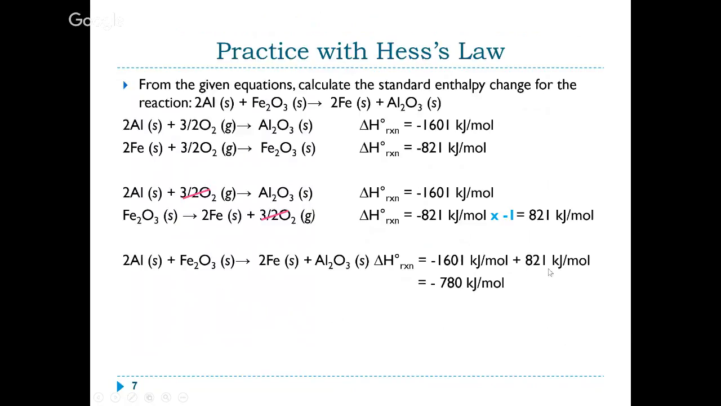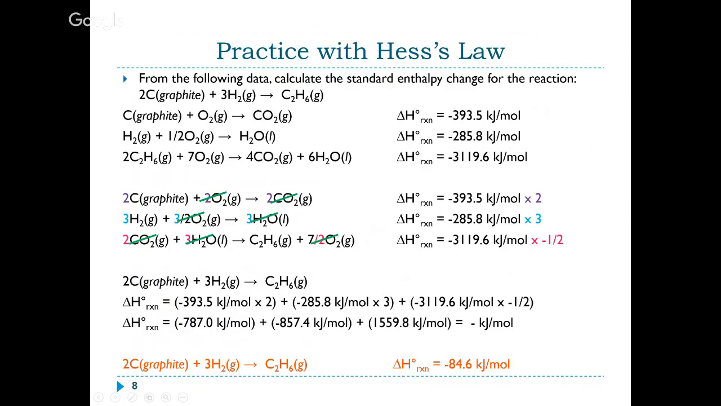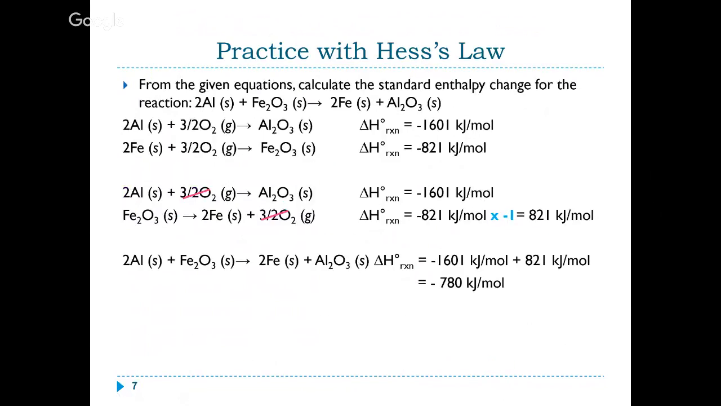You can only manipulate an equation one time. So once I've flipped this reaction, I write that down here to show that things are going to cancel out and I get back to my desired equation. This is your check for your work to make sure that everything was done correctly. So indeed, I see that my 3/2 of oxygen cancels out.